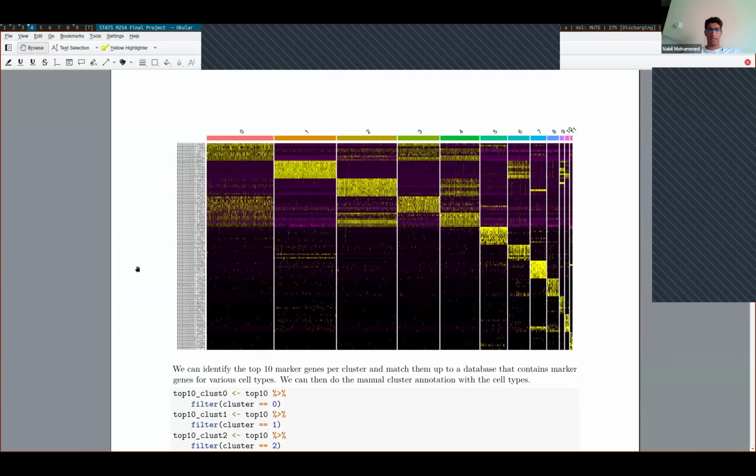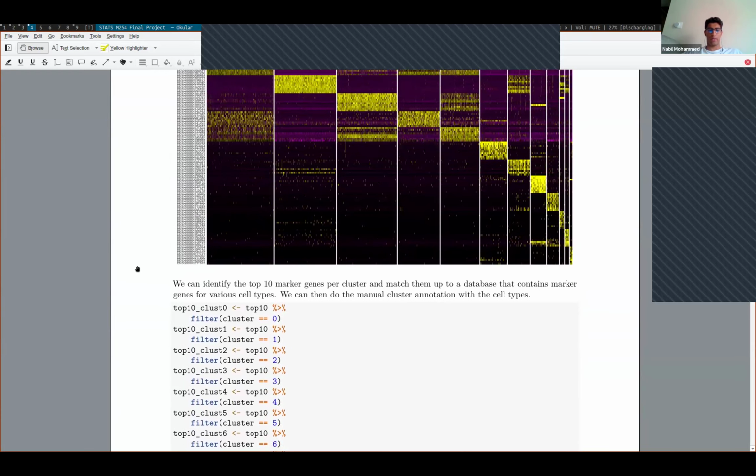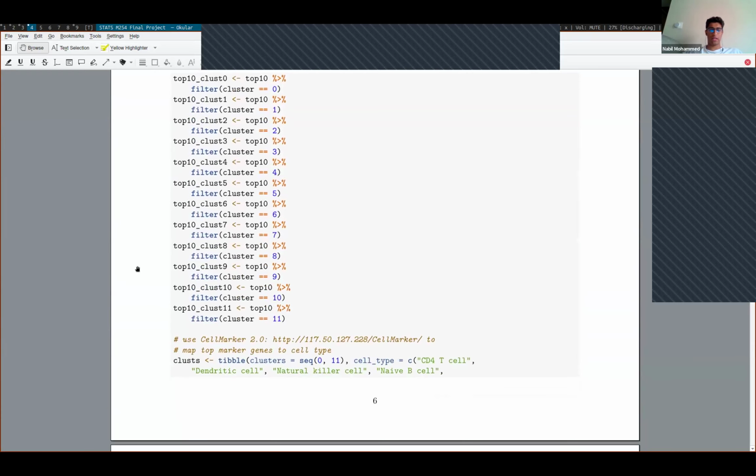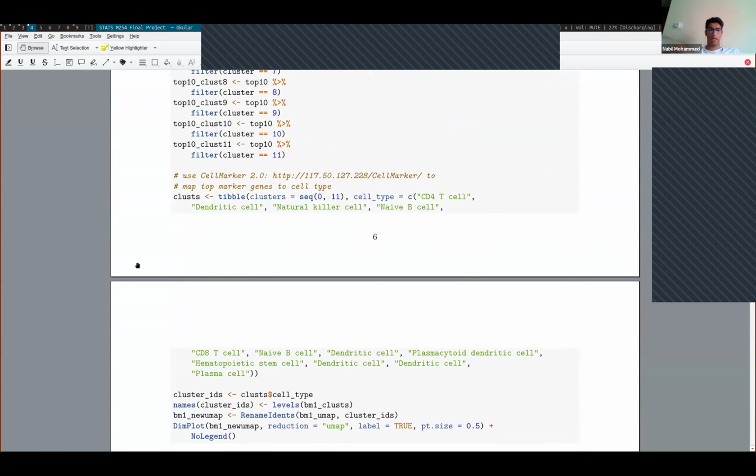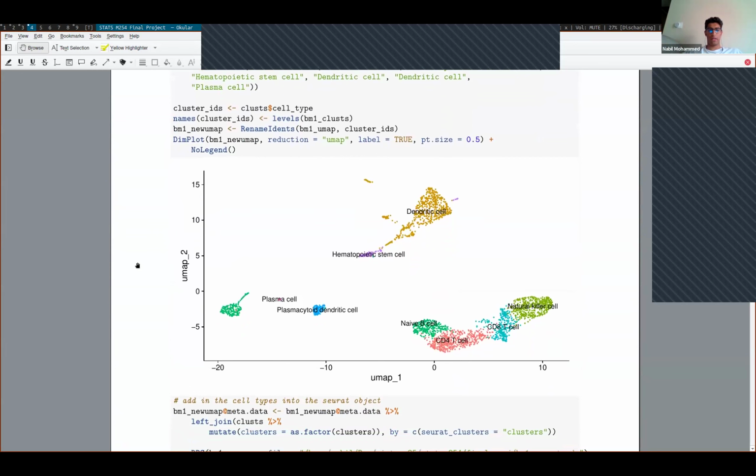So what I ended up doing is pulling out the top 10 marker genes from all of these, and then looking them up in CellMarker 2. And then I just manually mapped the top marker genes for a specific cluster and found the names. So in the end, I think I found 8 different total cell types in the bone marrow 1 data set, and here's what my end UMAP looks like.